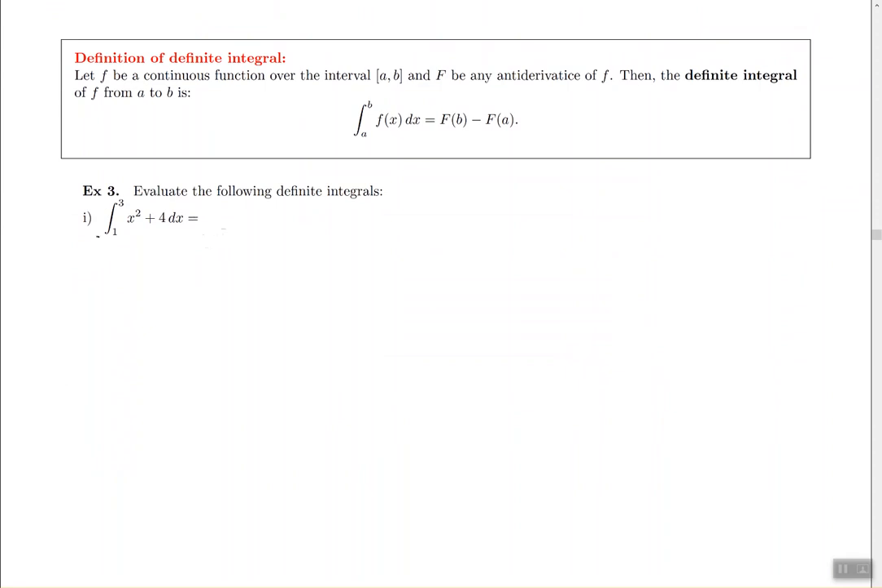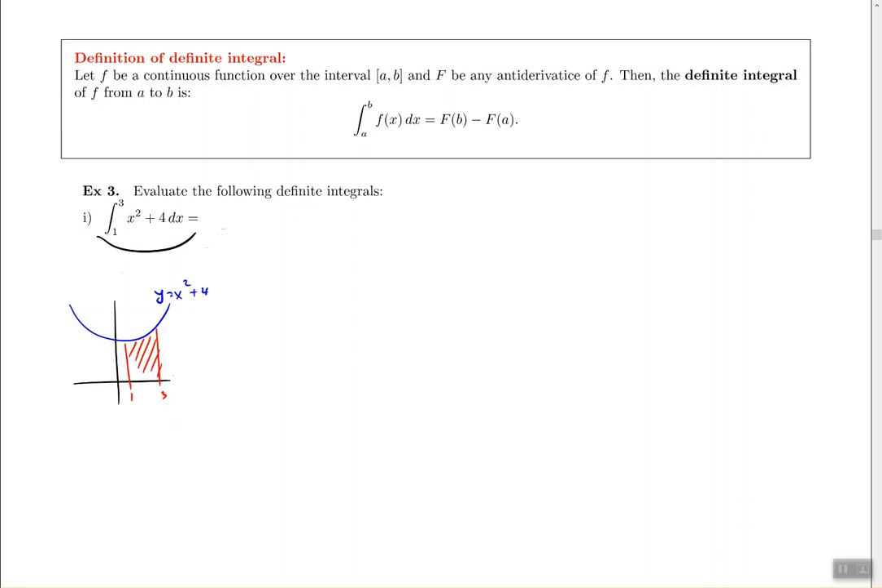Now, all of these problems can be somehow translated into a curve in an xy plane with a function. For example, this one can be drawn if you want. You can draw the curve, which is x squared plus 4. And since I have the numbers 1 and 3 on the x-axis, that means I'm looking for the area between 1 and 3. So I'm looking for all this.